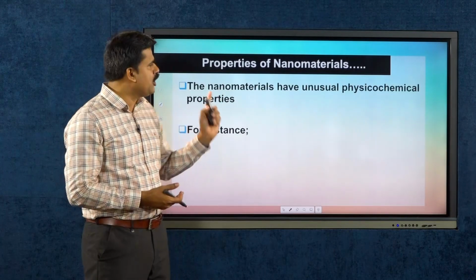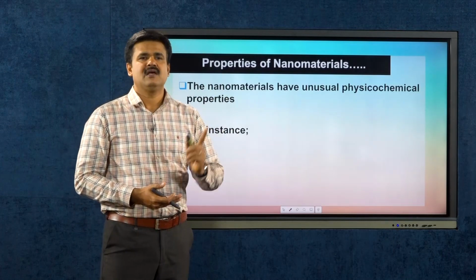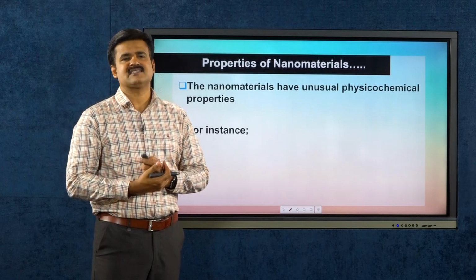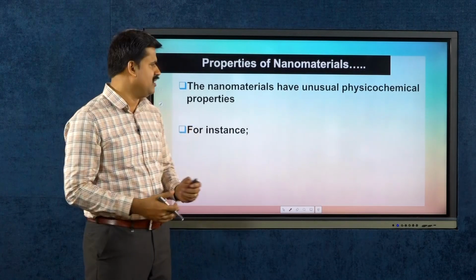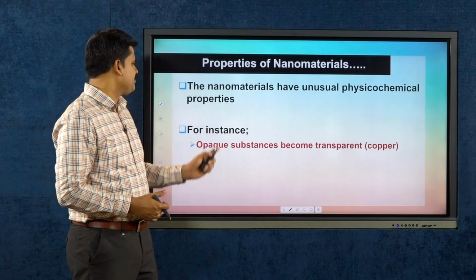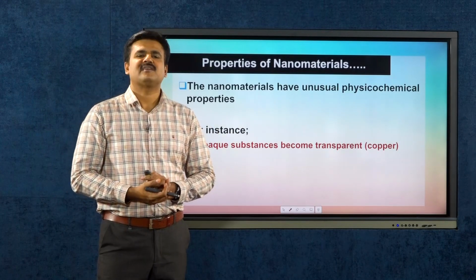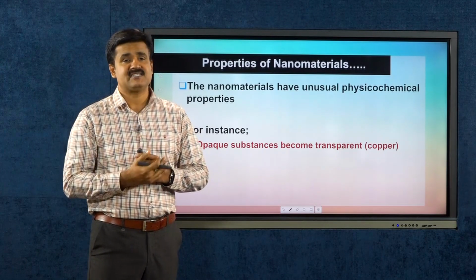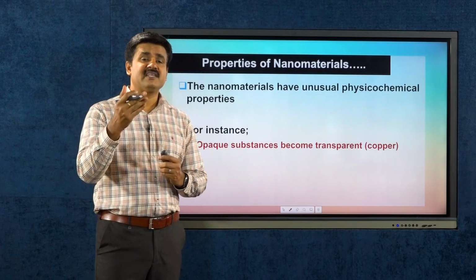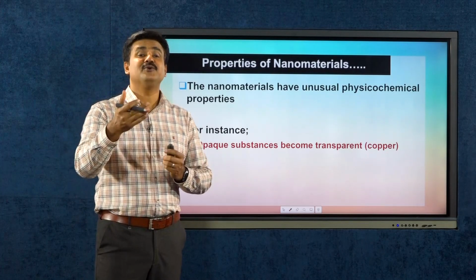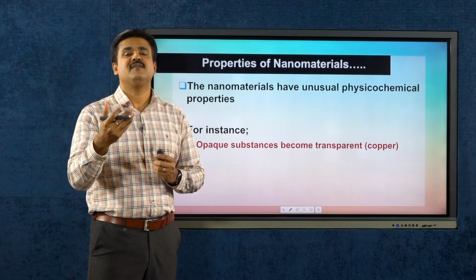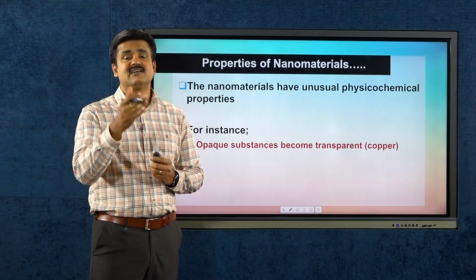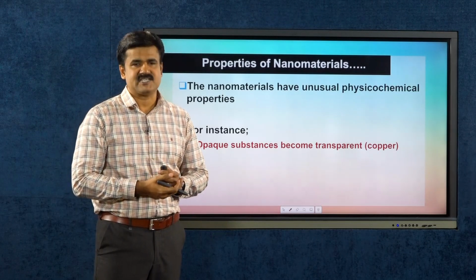Now, the nanomaterials have unusual physico-chemical properties. Let us have a look at what such unusual properties are. For example, the first one, opaque substance becomes transparent. You know the fact that copper metal will not transmit light. That is, copper is an opaque material. But when you take nano copper, it will be 100% transparent. That means opaque substance will be converted to transparent substance.